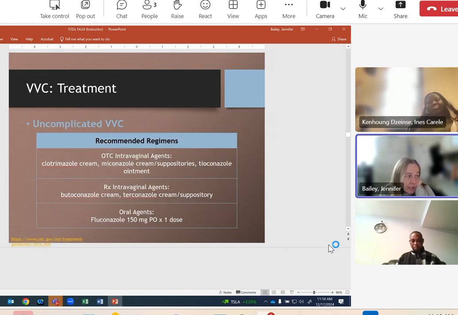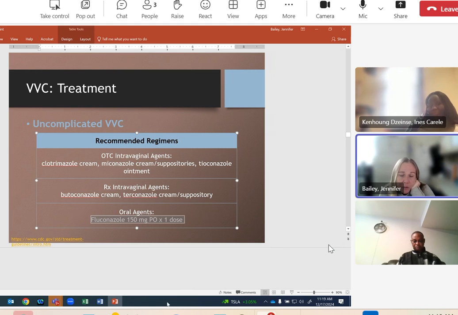In terms of uncomplicated yeast infections, there are a number of different over-the-counter antifungal agents that can be used. They come in different forms. Some are creams, some are ointments or suppositories, or even intravaginal tablets. Or you can just take a by-mouth antifungal, which is usually just 1 dose of fluconazole.